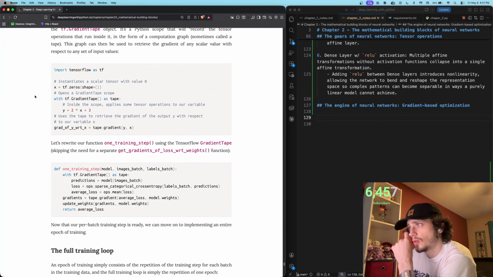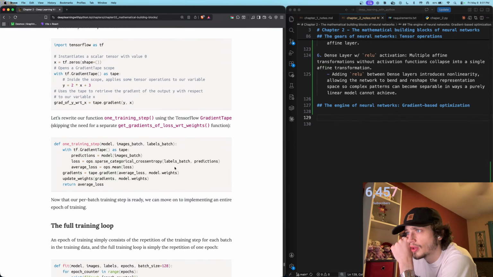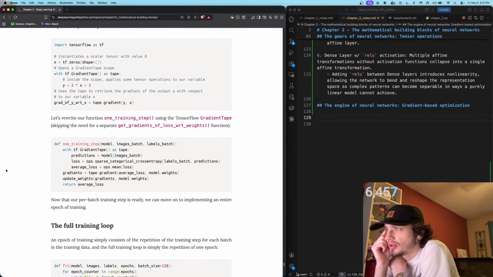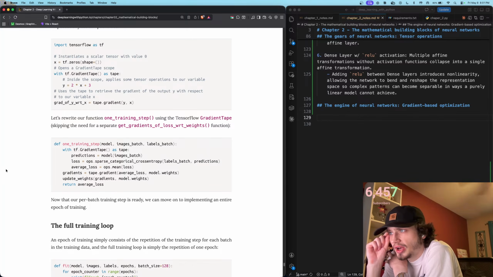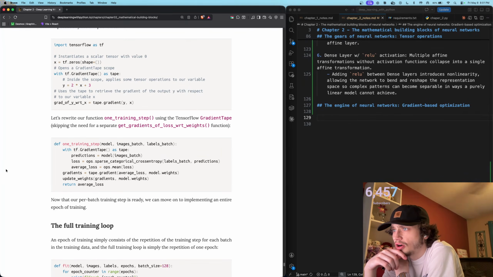Let's rewrite our function one training step using the TensorFlow gradient tape, skipping the need for a separate get gradient of loss with respect to weights function. So one training step, given the model and batches of images and labels for this batch, we're going to use the gradient tape and pass our images batch into our model, which returns us predictions. We compute a loss using our loss function, sparse categorical cross entropy. We compute an average loss across all of those loss values.